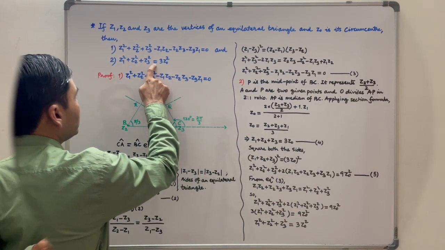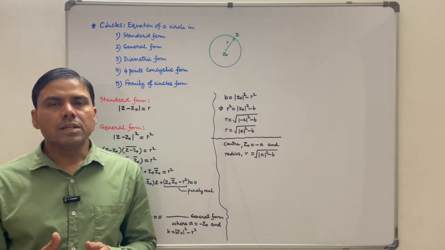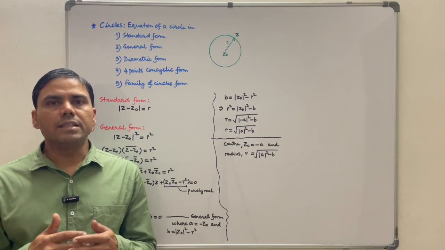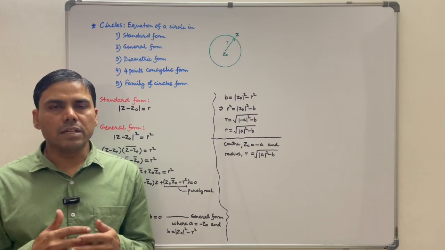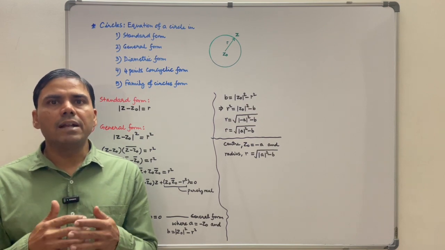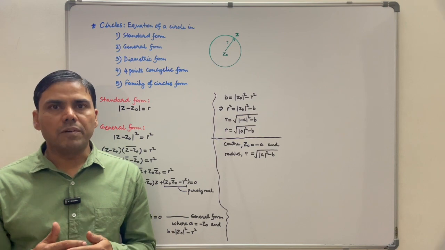Now let us talk about complex numbers and circles. We will see equations of circles in various forms, and they are standard form, general form, diametric form, 4 points concyclic form, and family of circles form. We will see them one by one.